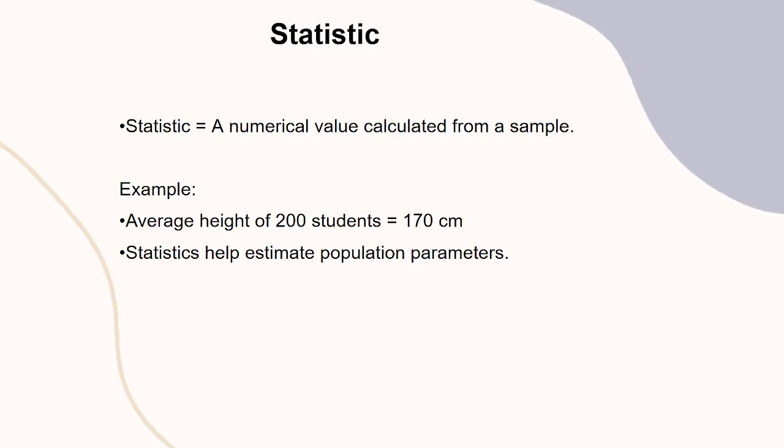This brings us to the next term, statistic. A statistic is a numerical value calculated from a sample. Suppose we measure the height of 200 students. If the average height of these 200 students is 170 centimeters, then 170 centimeters is a statistic. So remember this difference. Parameter describes population. Statistic describes sample. And the goal of statistics is often to use statistics to estimate parameters.